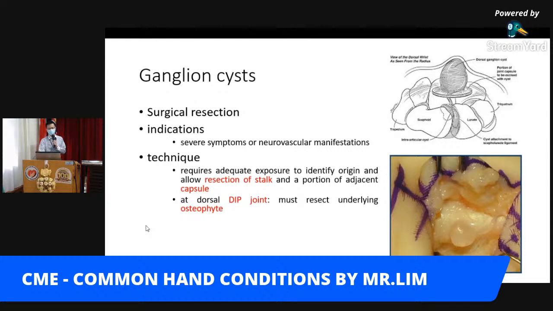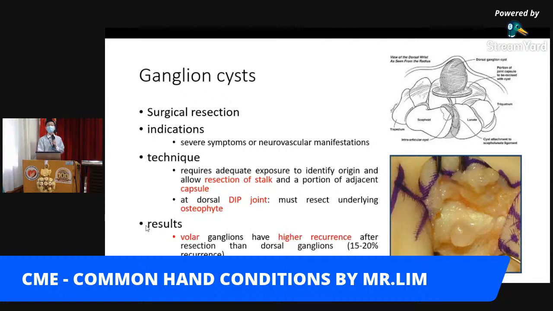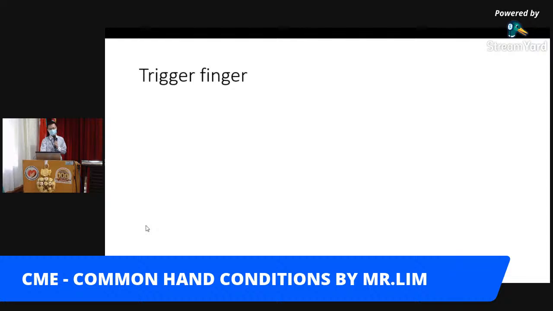A special note on the DIP joint mucus cyst, the ganglion cyst in the DIP joint in the osteoarthritic patient. In this area, those osteophytes have to be taken out too, to prevent recurrence again. So everything we do surgically, we are trying to prevent recurrence and all sorts of other complications lah.